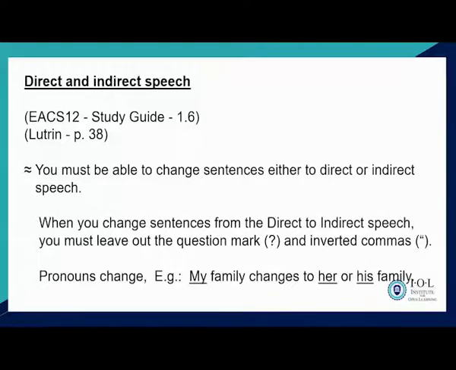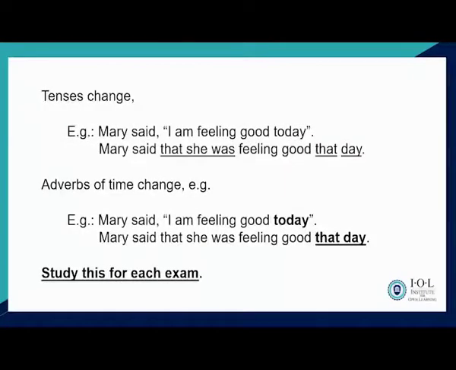Direct and indirect speech, EACS Study Guide 1.6 and Lutheran, page 38. You must be able to change sentences either to direct or indirect speech. When you change sentences from direct to indirect speech, you must leave out the question mark and inverted commas. Pronouns change. For example, my family changes to his or her family. Tenses change. For example, Mary said, I am feeling good today. Mary said that she was feeling good that day.